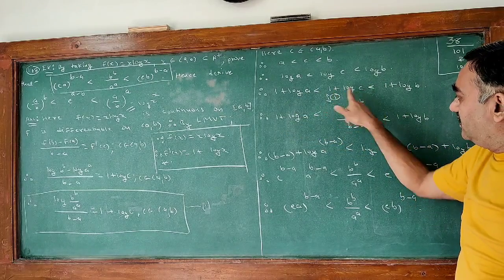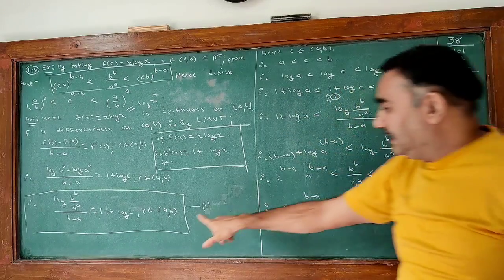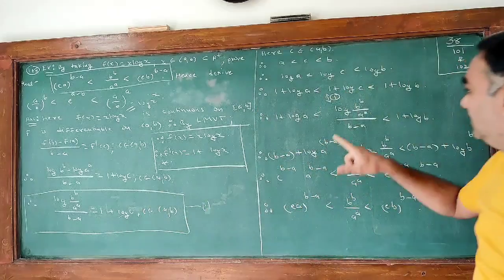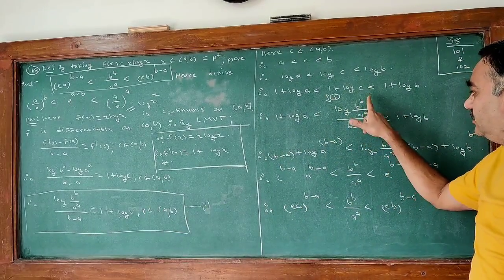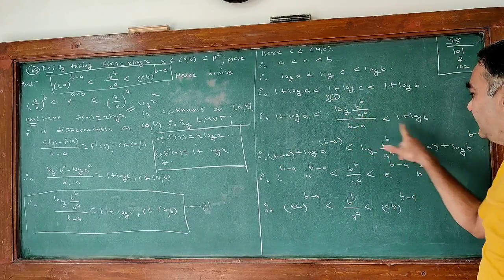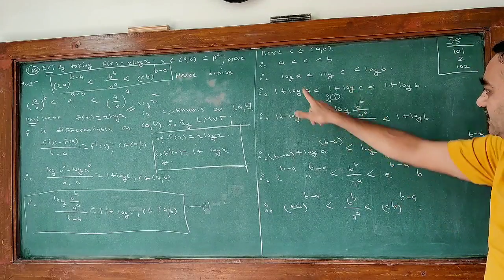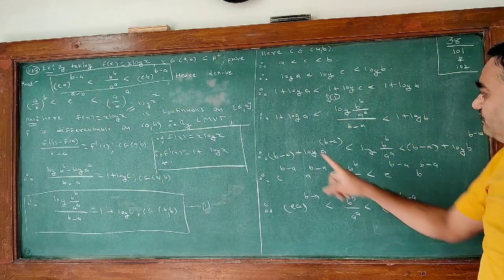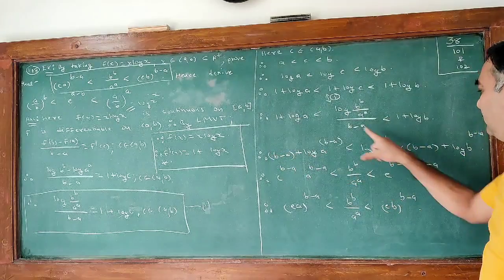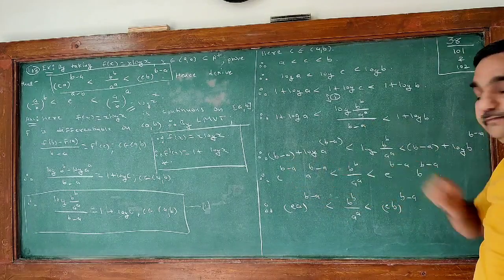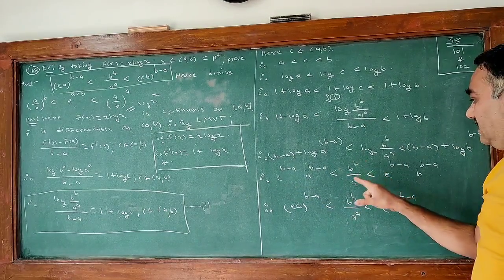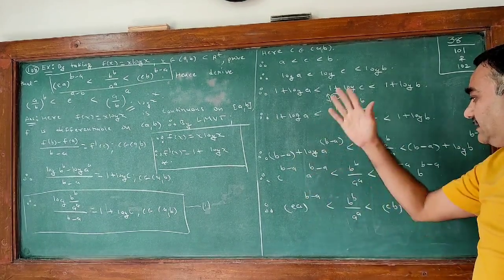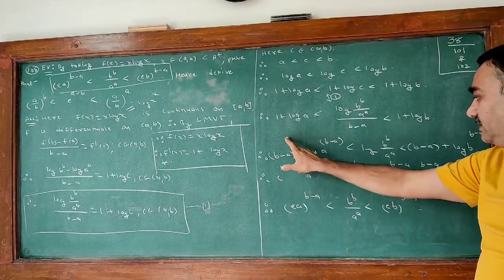Now the value of 1 plus log c has been taken from equation 1 and therefore this is log b raised to b upon a raised to a upon b minus a. Then we multiply this equation by b minus a. Then I am taking all this on the power of e, means e raised to b minus a.